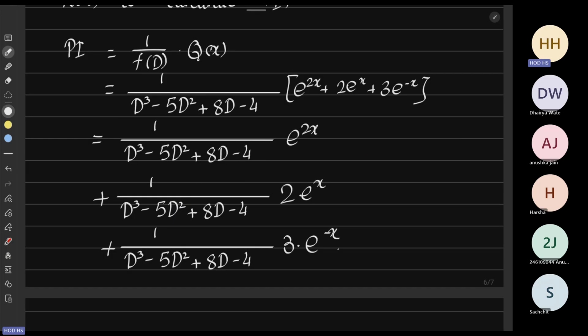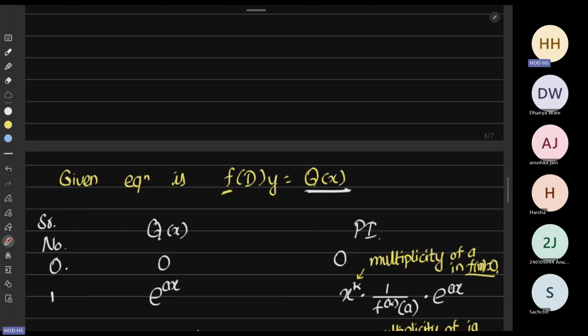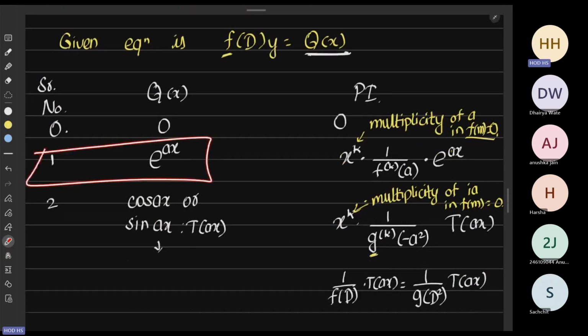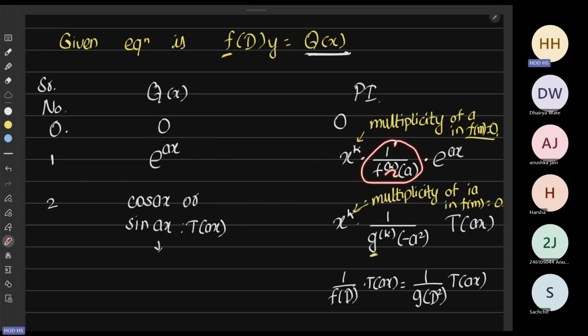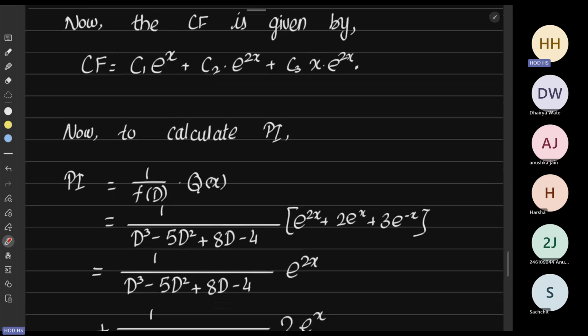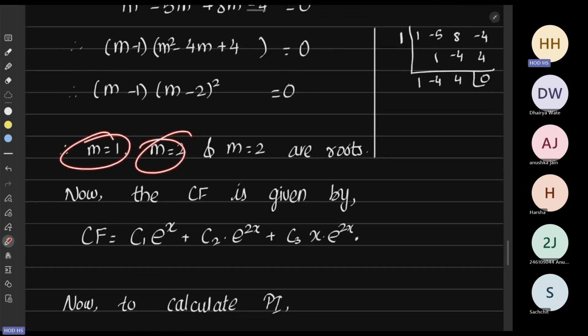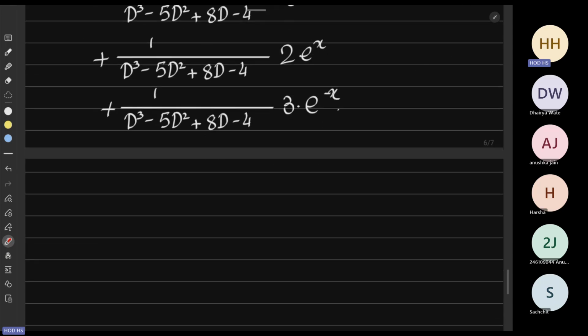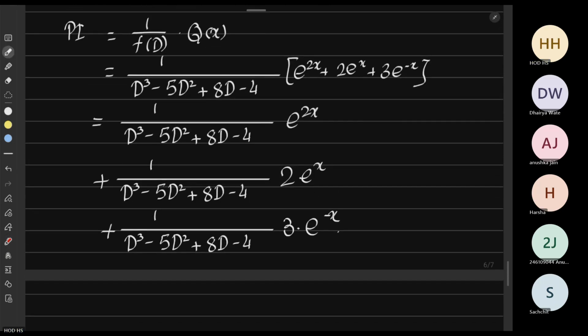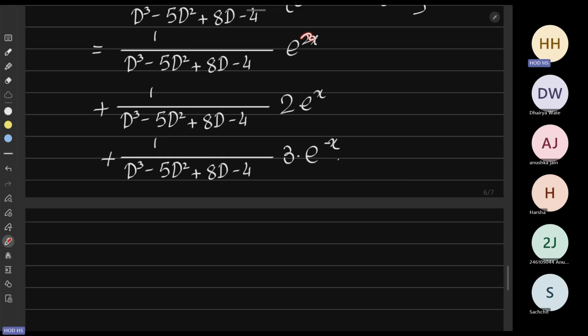Okay. So remember the rule which we have studied before. If my right hand side is e to the power ax, in that case, I will have x to the power k, 1 upon the kth derivative of f at a, times e to the power ax, where k represents the multiplicity of the value a, which is a root of f of m equal to 0. So we know 1 is a root, 2 is a root, and 2 is also a root. So 2 is a root repeated twice, and 1 is a root repeated once.